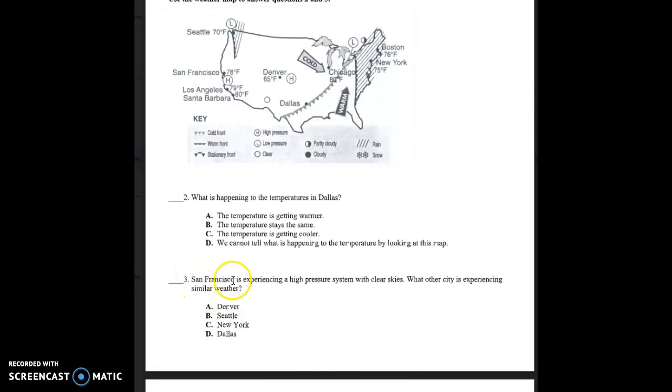Number 3. San Francisco is experiencing a high-pressure system with clear skies. What other city is experiencing similar weather? A. Denver. B. Seattle. C. New York. D. Dallas.